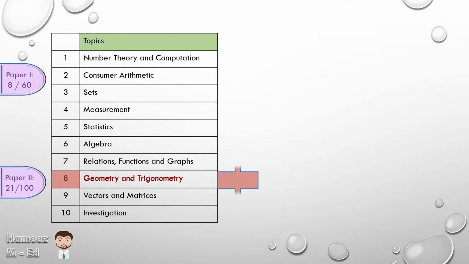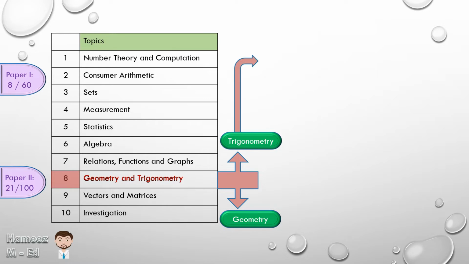Geometry and trigonometry can be subdivided into geometry by itself and trigonometry, of course. And trigonometry itself can be subdivided into two parts. The first being about right-angled triangles, and the second about all other triangles.